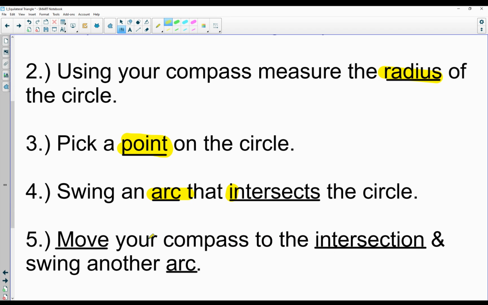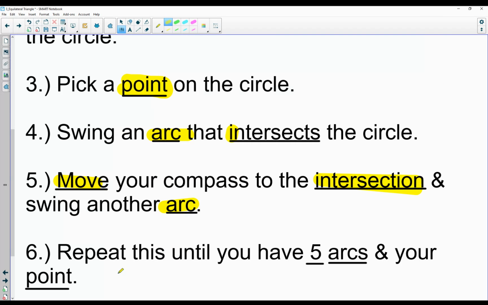Step 5, you're going to keep that radius width. You're going to move your compass to the intersection that you just made, and you're going to swing another arc. Remember, we're going in the same direction. We talked about this before. You want to keep on moving that compass going along the same direction. You have to repeat this until you have 5 arcs and then that original point.